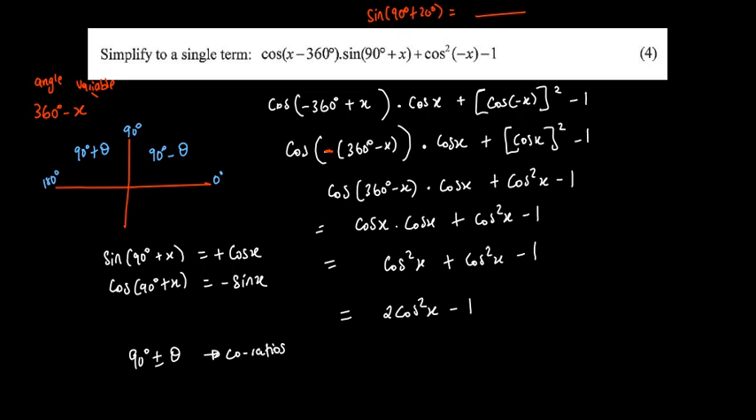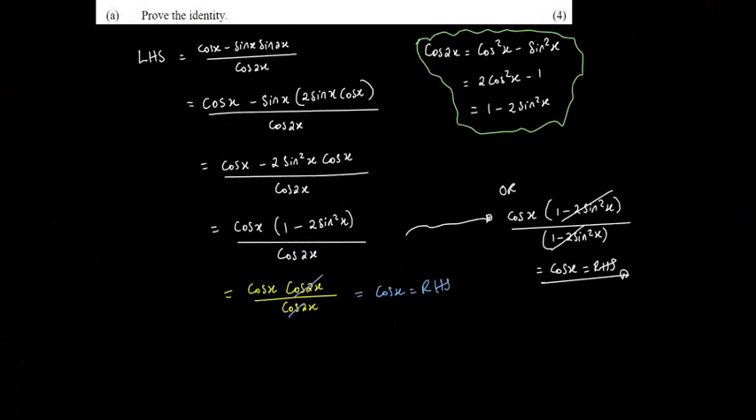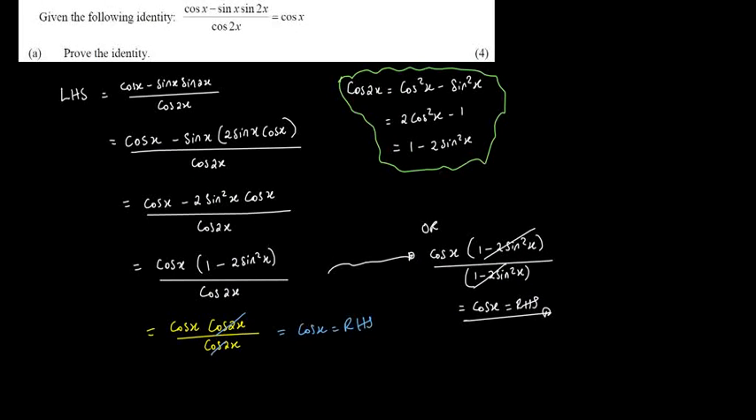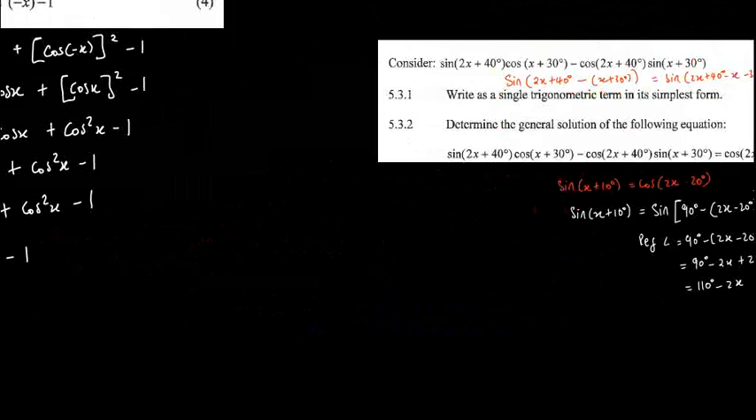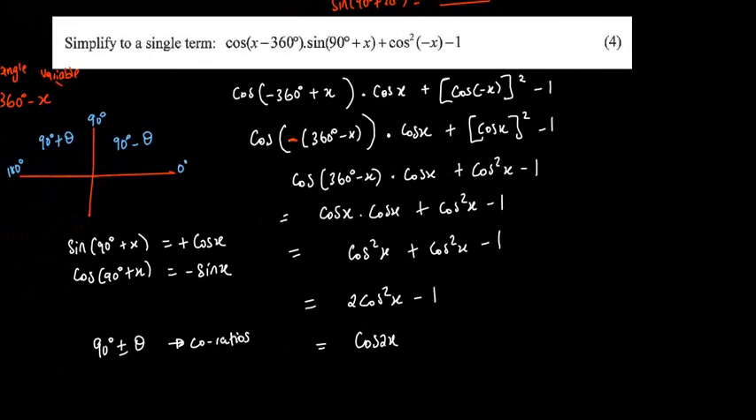Now what does this one remind you of? Do you still remember here? 2 cos squared x minus 1. Right, so that means that this one here is going to be cos 2x. It is the double angle formula for cos 2x, because they wanted a single trigonometric ratio. Is this clear? Any question?